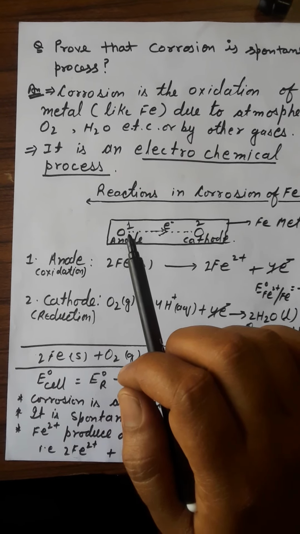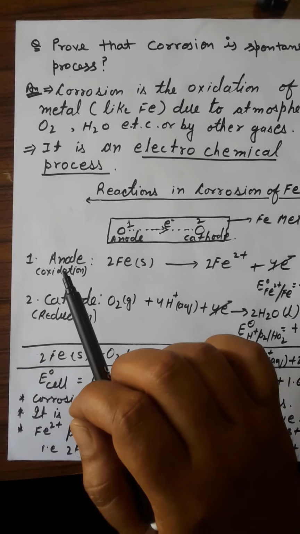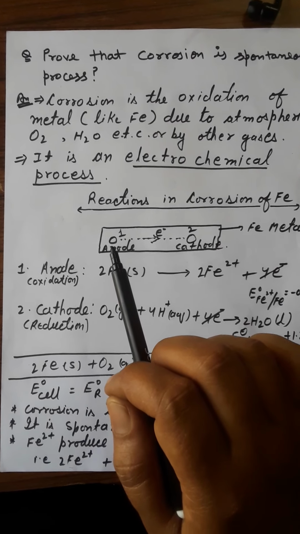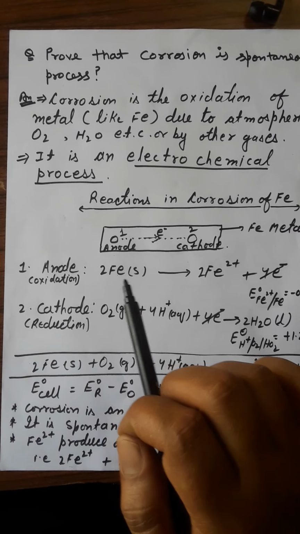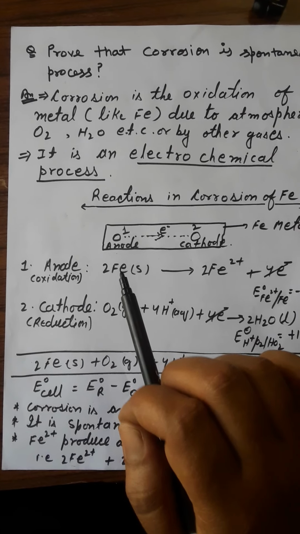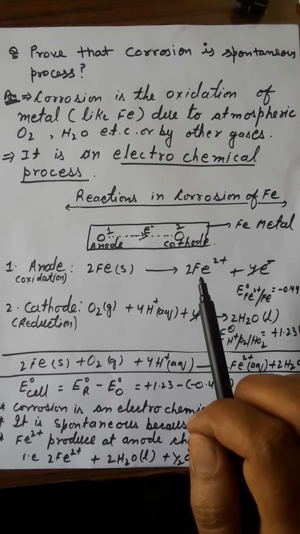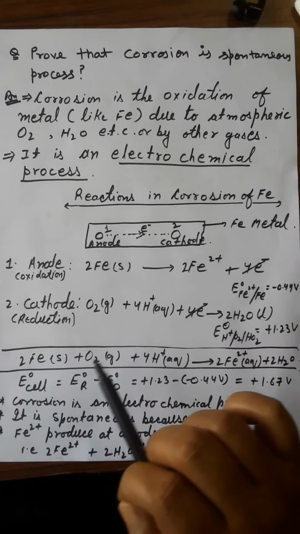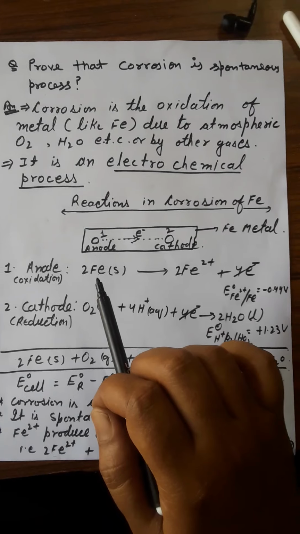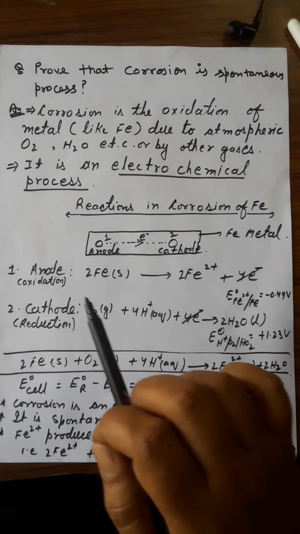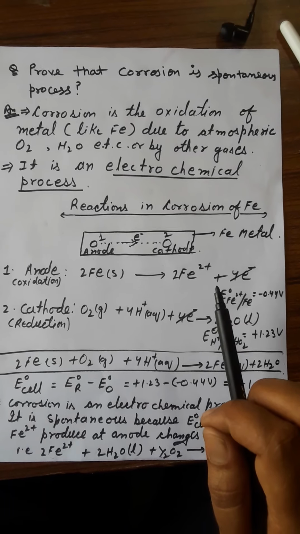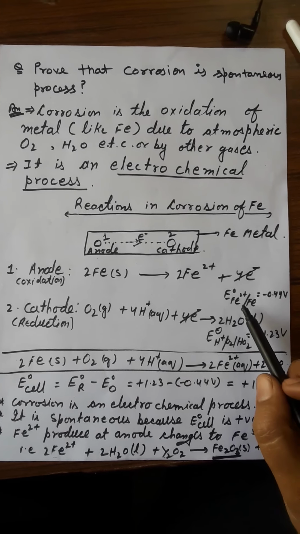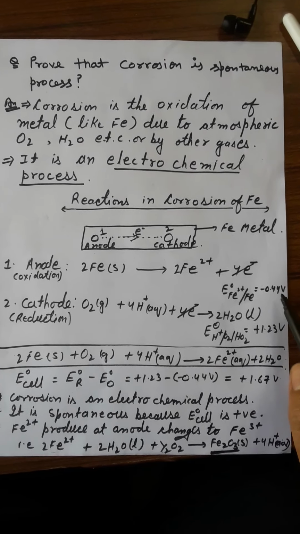What happens at spot number 1? Spot number 1 acts as an anode, in which oxidation takes place. So if it acts as an anode, what is going to happen? The iron metal will be oxidized. Its oxidation number changes from 0 to Fe2+ with the release of electrons. For balancing, I have written 4, 2 and 2. For 1 iron, it will produce 2 electrons. For 2 iron, it will produce 4 electrons. It is an oxidation reaction, therefore it will also have an electrode potential. The reduction potential for Fe2+ to iron is minus 0.44 volt.